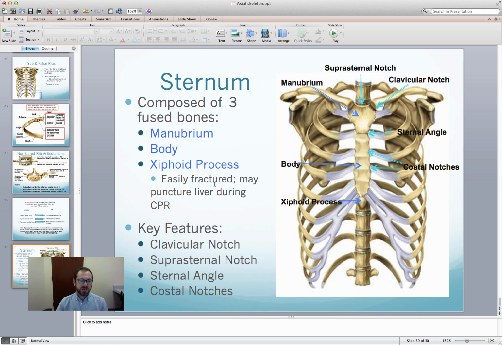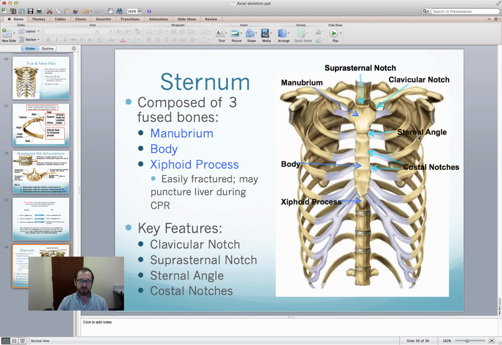Some other key features here. Up on the manubrium, we have the clavicular notch. This is where your clavicle is going to connect to the manubrium. So if you were just to palpate your clavicle and follow it across, you can feel that clavicular notch there. You also have the suprasternal notch, which if you were to palpate up your sternum, you find this U-shaped feature right at the superior portion of your manubrium, and this is your suprasternal notch.